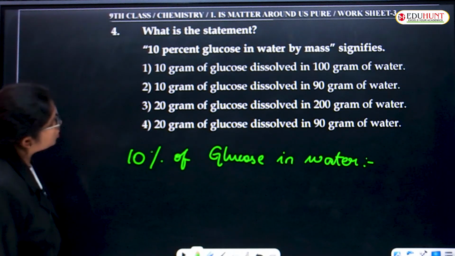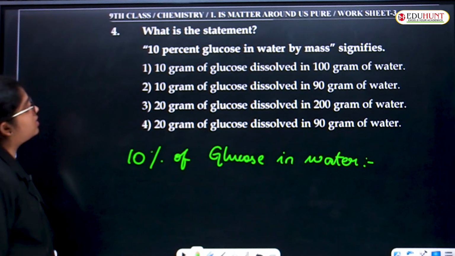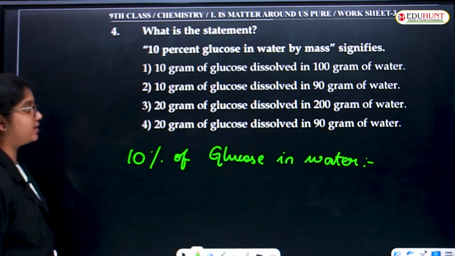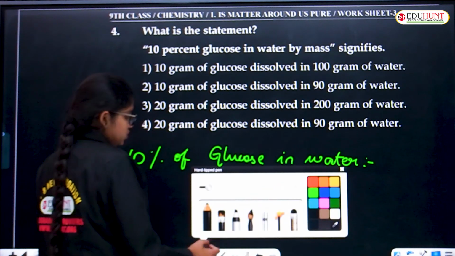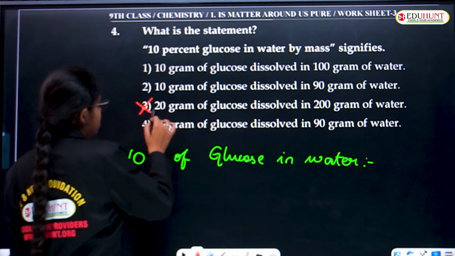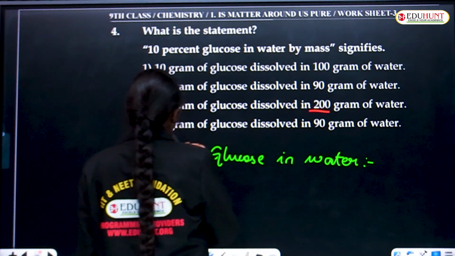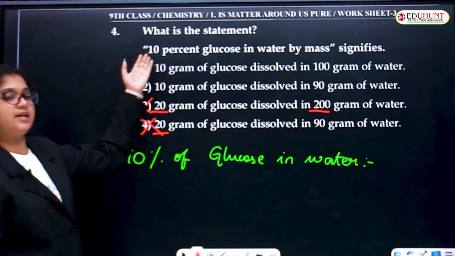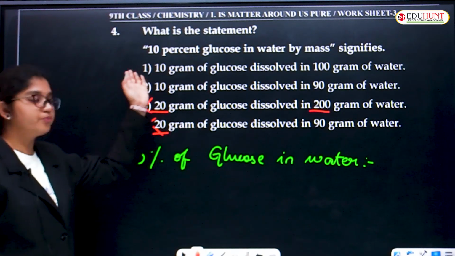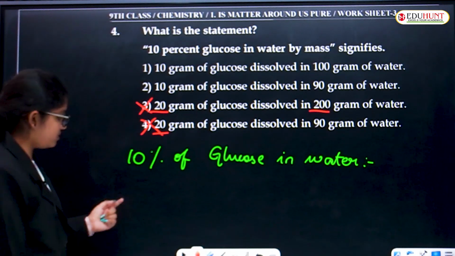10 grams of glucose dissolved in 100 grams of water. 10 grams of glucose dissolved in 90 grams of water. 20 grams of glucose in 200 grams of water. Not this, because 20 and 200 are not given. 20 grams is also not given. So we'll eliminate these two. We'll go with the 10 grams, since it is 10%. So, 10 grams, 10% means what?